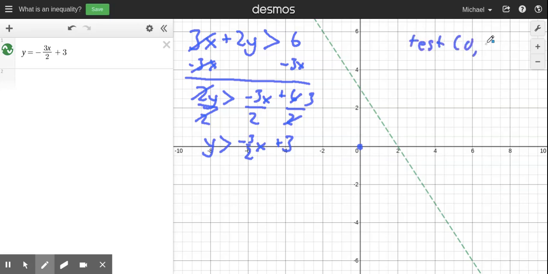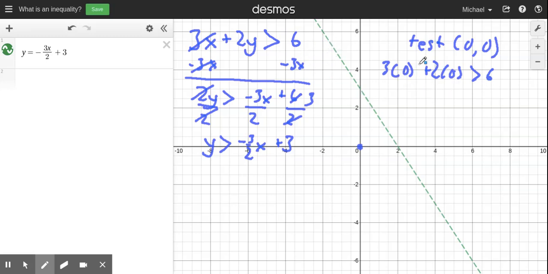I plug in 0 for x and 0 for y. Now, you could ask, do you use the inequality in slope-intercept form, or go back to the original? Well, you could do either one. I'm going to go back to the original in this case because I don't like that fraction, negative 3 over 2. So I'm going to go back to the original, 3x plus 2y greater than 6, and plug in 0 for x and 0 for y. The question is, is this going to be a true statement or not?